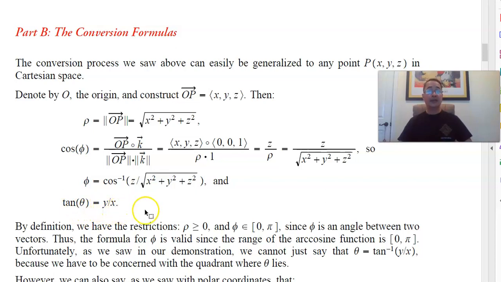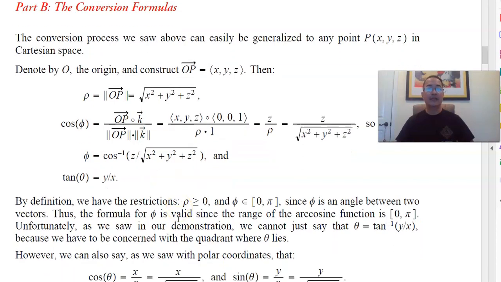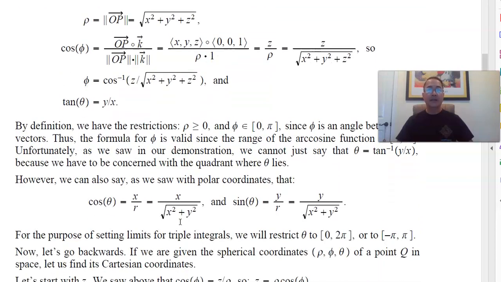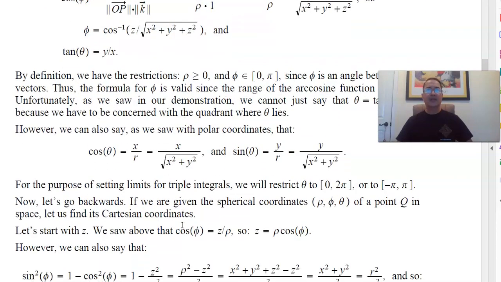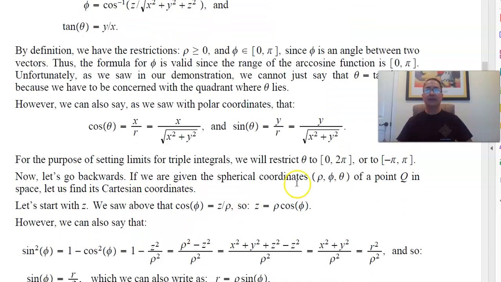Tangent of theta, as usual, is y over x, but you have to make an adjustment in case we're in quadrant 2 or 3, because inverse tangent takes us to quadrant 1 or quadrant 4. If you're in quadrant 3, both x and y are negative, so you just have to add pi so that you are taken to quadrant 3 instead of quadrant 1. We're going to need this a little later.